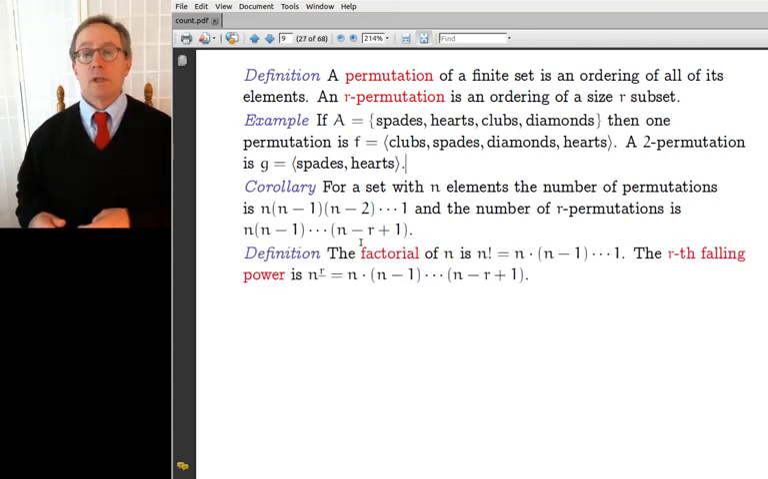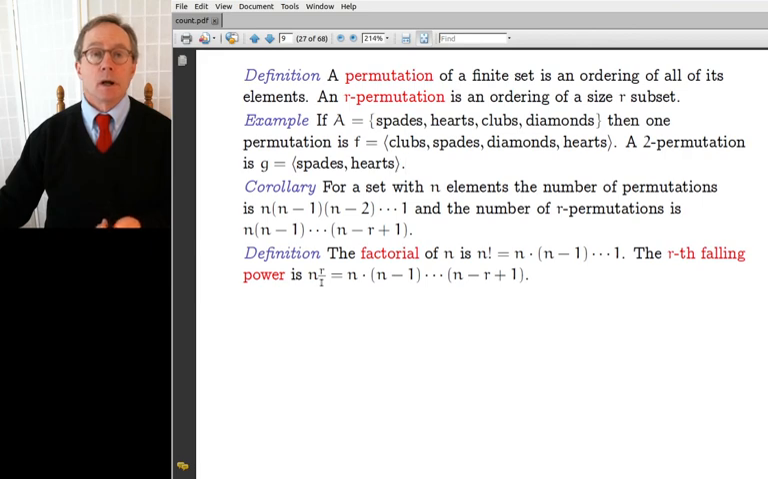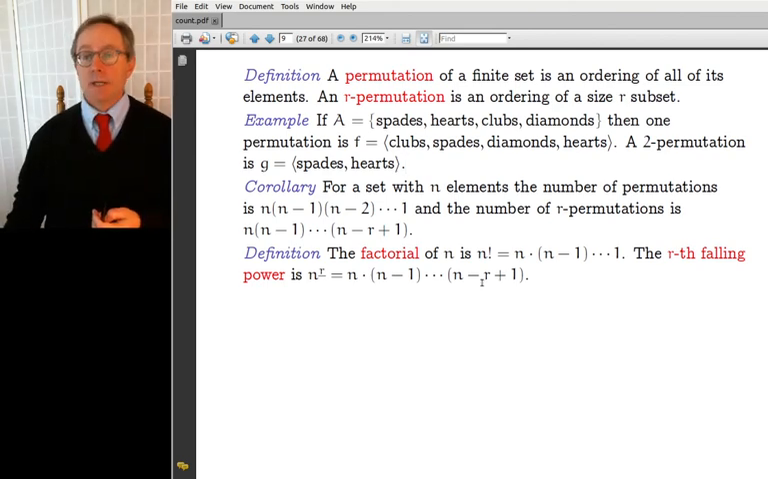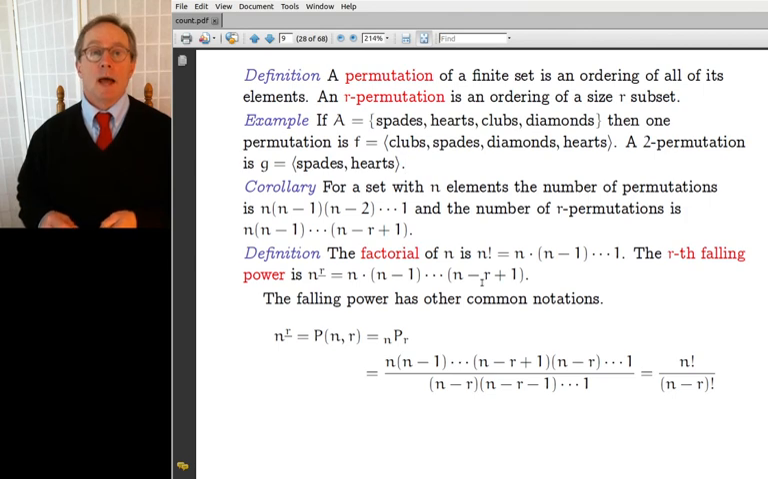So the factorial of n, I know everybody knows this one. The factorial of n is the numbers from n on down multiplied together. The rth falling power, n raised to the r with an underline under it, is the numbers from n on down, but only r many of them multiplied together. So down to n minus r plus 1. And the falling power is something that we're going to see a lot of.